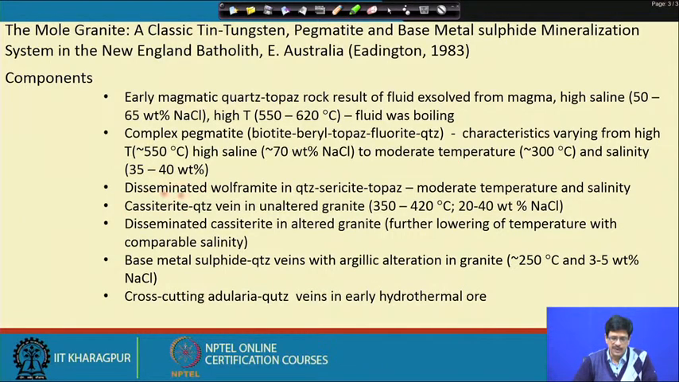Then it gives rise to a disseminated wolframite mineralization, quartz, sericite, topaz, and then the main cassiterite-quartz vein in the unaltered granite, where the temperature decreased substantially and also the salinity, and then disseminated cassiterite, and then the base metal sulphide quartz veins as shown in the diagram, with argillic alteration in the granite, and cross-cutting potash feldspar, where there is adularia and quartz veins in the early hydrothermal ore, which is the sulphide.